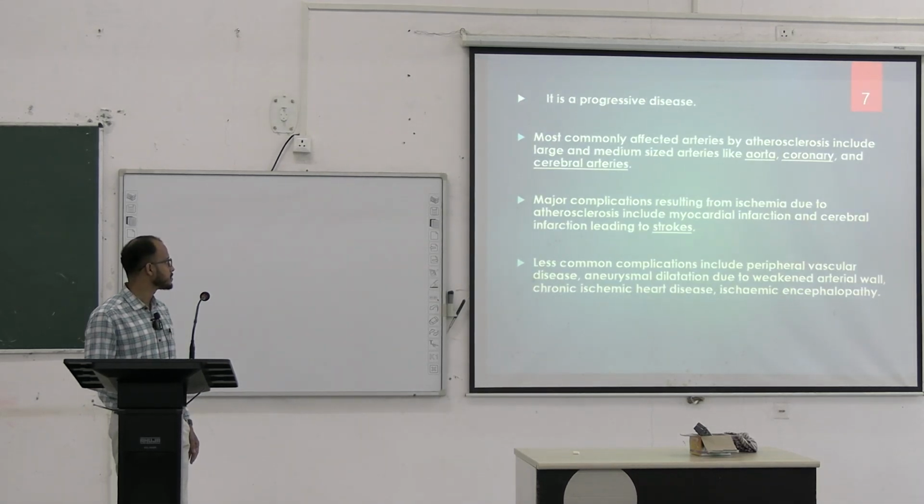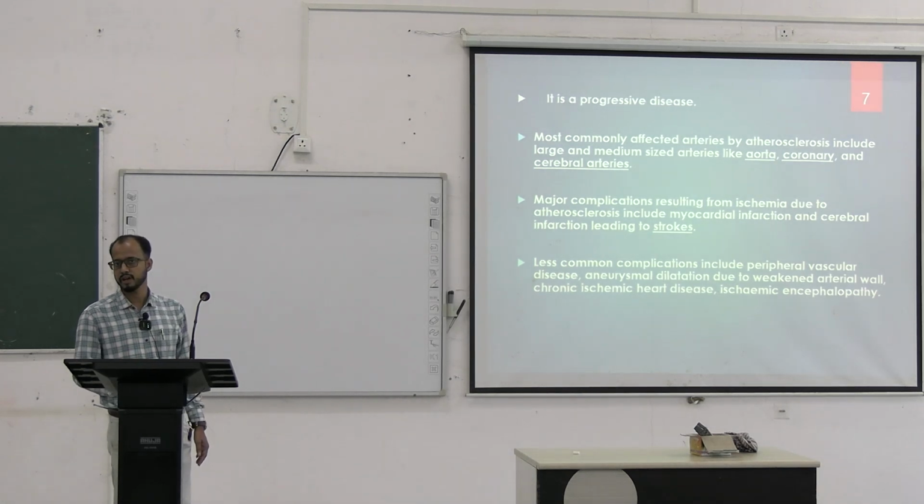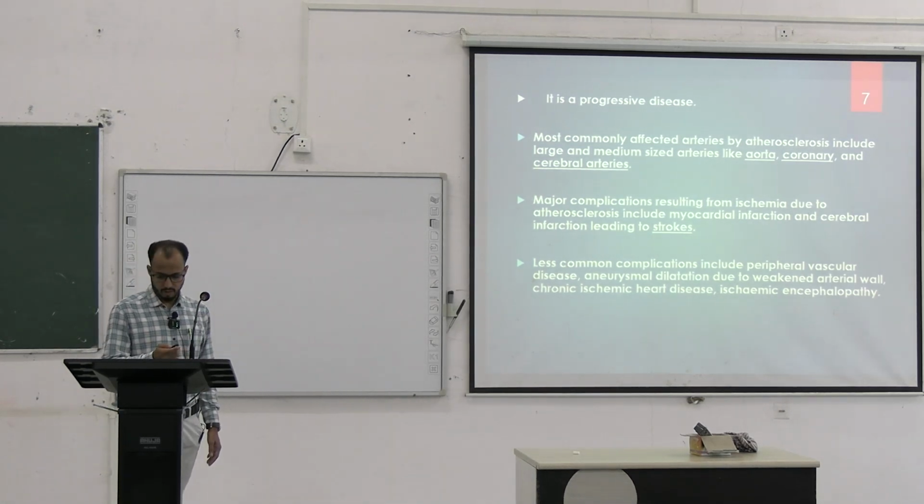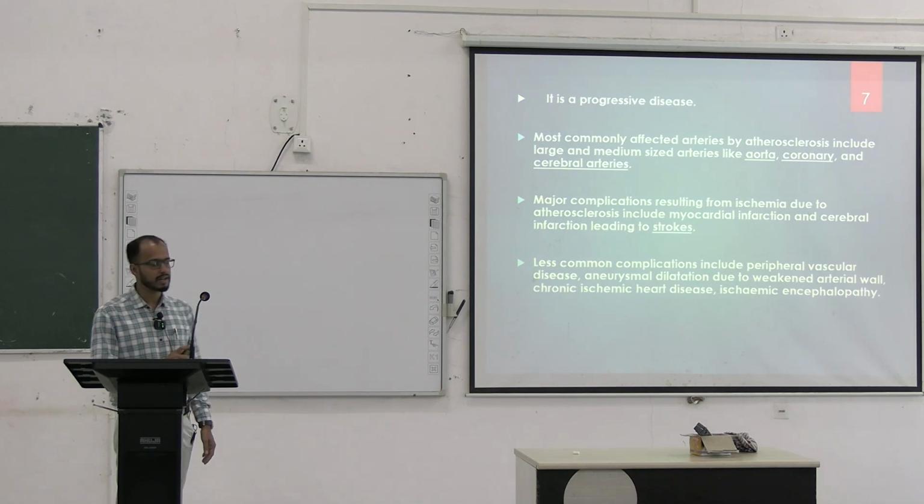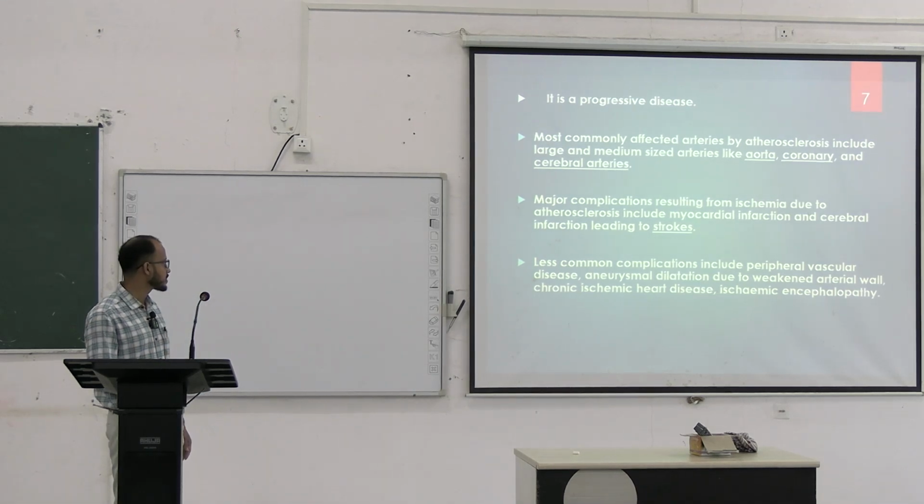So, this is a progressive disease and it most commonly occurs in muscular arteries like the coronary artery and cerebral artery, and sometimes it occurs in the aorta, leading to aneurysm of the aorta, chronic ischemic heart disease and ischemic encephalopathy.